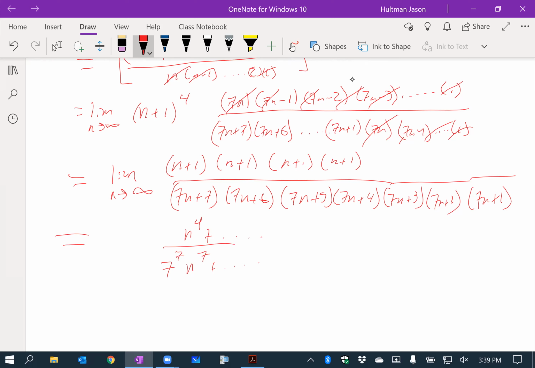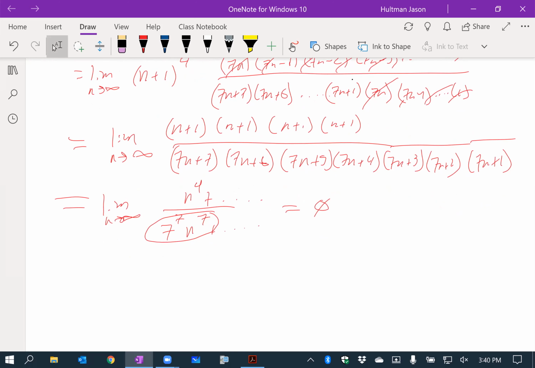If I keep doing L'Hopital's rule, this will go to 1, and then the other will eventually go to something like n to the 3rd. Keep doing L'Hopital's rule, and since this thing is bigger on the bottom, it goes to 0. The limit as n goes to infinity is 0, therefore the series converges, because 0 is less than 1 for the ratio test. So by the ratio test, it is convergent.